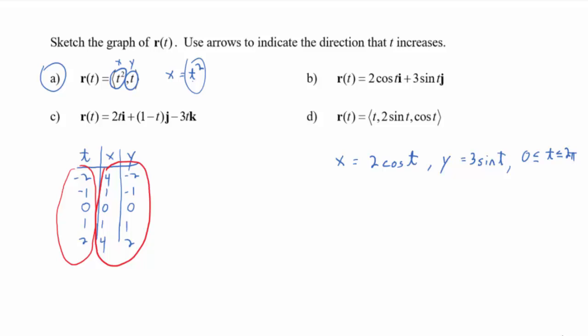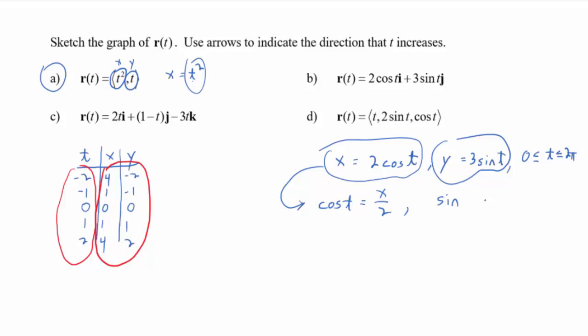from 0 to, well, there's lots of different periods of it, but the one we usually talk about from 0 to 2 pi. And then what you do is you solve for cosine, solve for sine, and use a trig identity. Remember that? So if you take this equation and solve for cosine, what do you get? Cosine of t is equal to x over 2. Take this one, solve for sine of t. Sine of t is equal to y over 3.